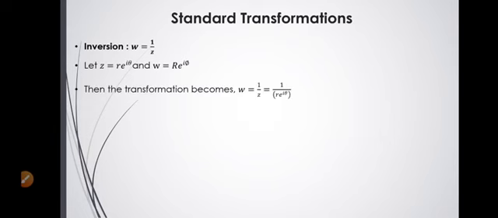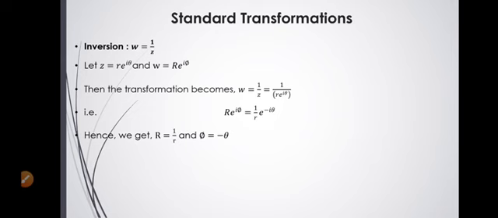Now we will see one more standard transformation called inversion. Inversion is given by W equal to 1 upon Z. Again here we will use the exponential form of a complex number. Let Z equal to r e raised to i theta and W equal to R e raised to i phi. So with this inversion we get W equal to 1 upon r e raised to i theta. Comparing LHS and RHS, we get capital R equal to 1 upon r and phi equal to minus theta.